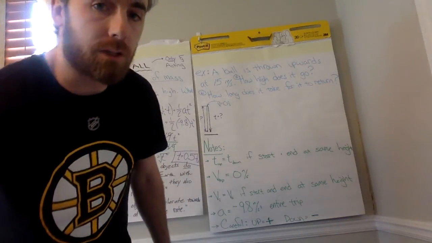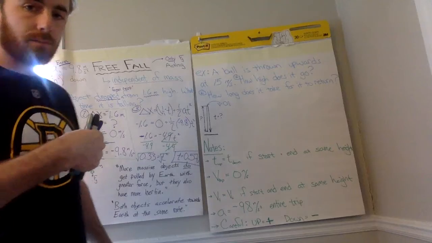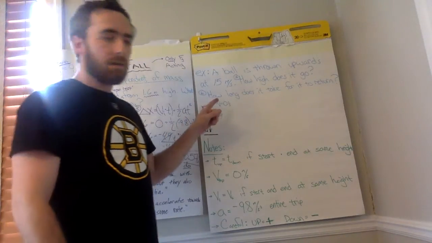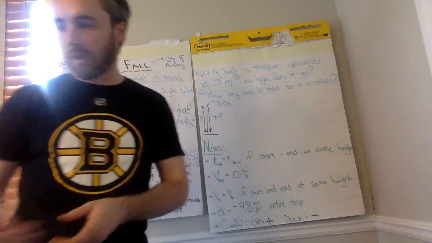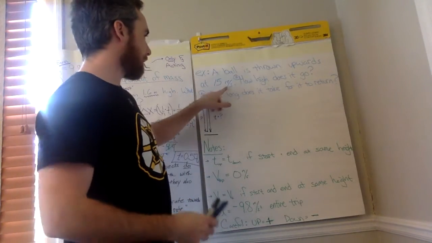All right, time to do our second problem with free fall. So I have the first one over here. I'll post this as well. We're going to do a second problem, and in this problem, the ball is thrown upwards at 15 meters per second.